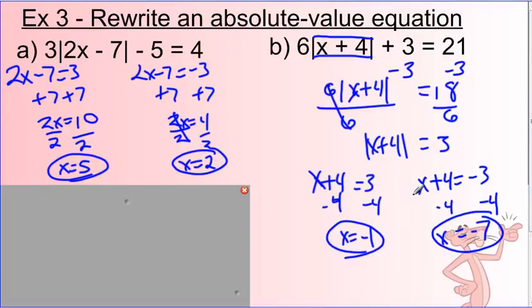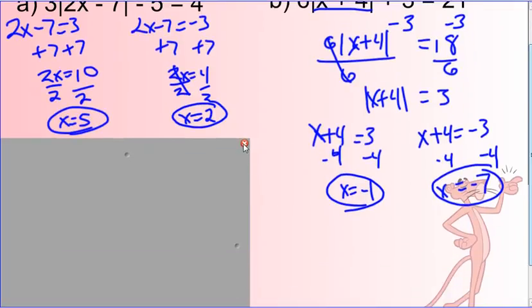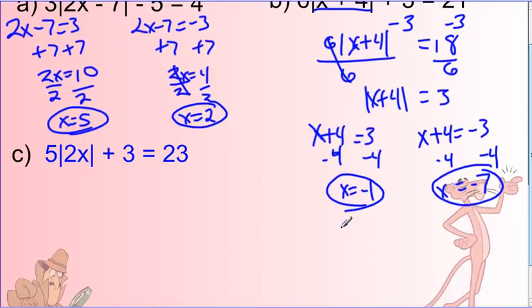Okay? Well, we've done A and B together. I would like you to do letter C, please. Go ahead, copy it down, do the problem on your own. When you're ready to continue, hit play, and we'll go through it together.